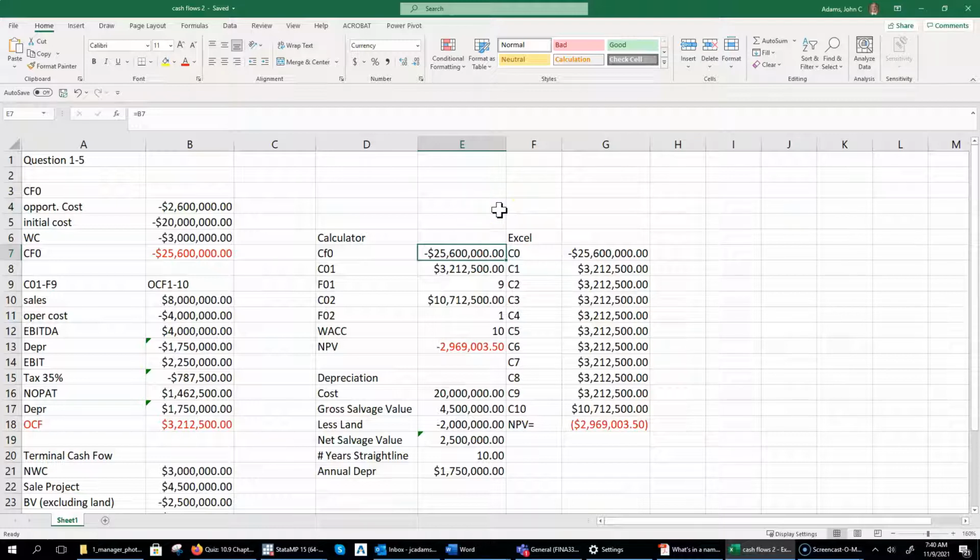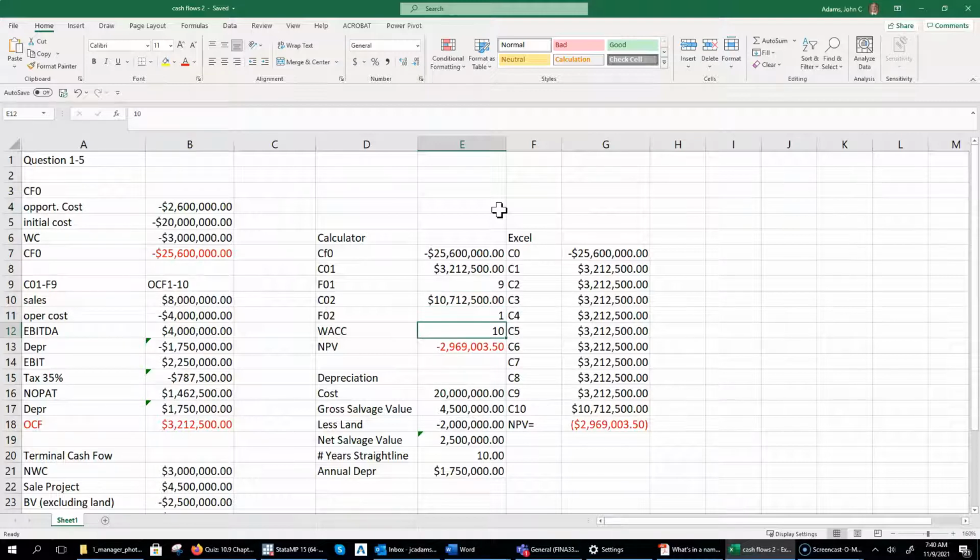$25,600,000, enter, and then down arrow. You have to hit enter. If you just down arrow, it's going to not remember the number. And then we're going to put in for C01, the $3,212,500, enter, down arrow, frequency, that happens 9 times. Now we have this operating cash flow happening 10 times. Remember the 10th year, we have the operating cash flow and all those other terminal year cash flows, so that happens 9 times. C02 is $10,712,500 with a frequency of 1.